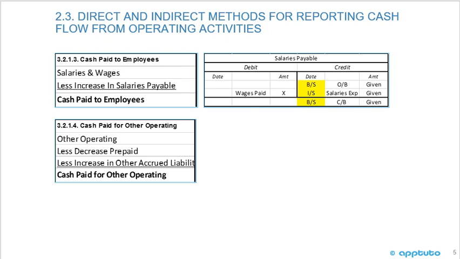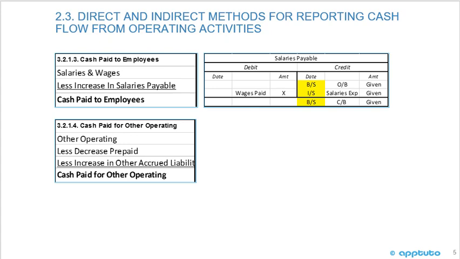Looking at the cash paid to employees is an easy one. We just have to look at the balance sheet. We've got the opening balance for salaries payable, and we have the salaries expense on the income statement. So that would be debit expense, credit the payable, and we have the closing balance. So for the wages paid, we're just solving for X again, which would be opening balance plus salaries expense minus the closing balance, and we'll have our wages paid.